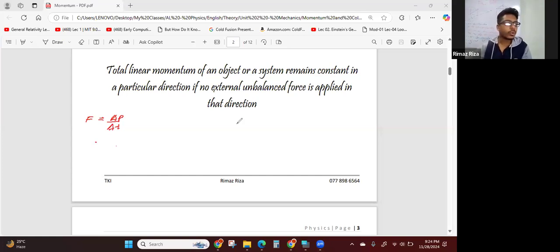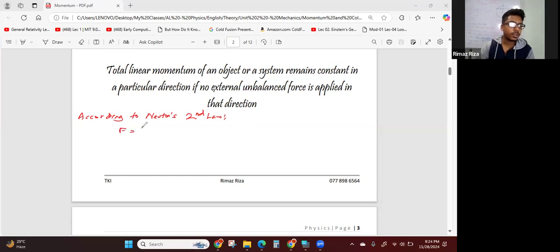Okay. So according to Newton's second law, force is equal to the rate of change of momentum, delta P over delta T, right? Then I can say if F equals 0, if the external unbalanced force is equal to 0, now even in F equals ma, here you write the net force, no? Net force. Okay, so therefore this is also the net force acting on the object.